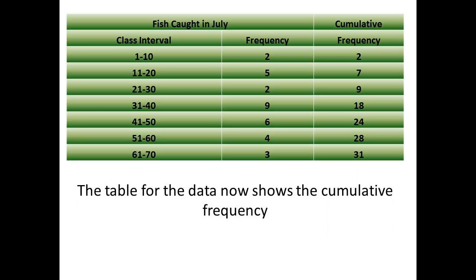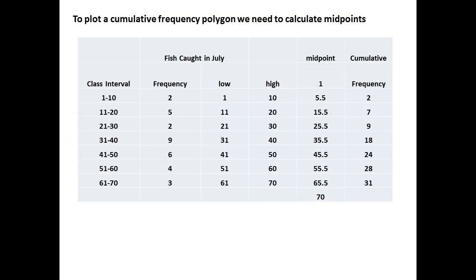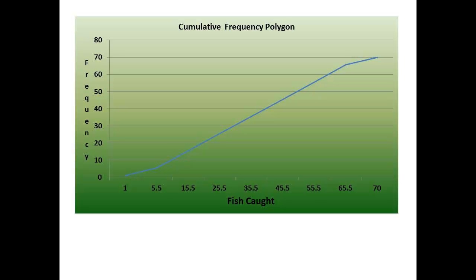Adding up the frequency at each stage gives us a measure called the cumulative frequency, and this is used in statistics. Once we have determined the midpoints, then we can construct a cumulative frequency polygon. The cumulative frequency here is shown in the end column on the right. And here is our cumulative frequency polygon.